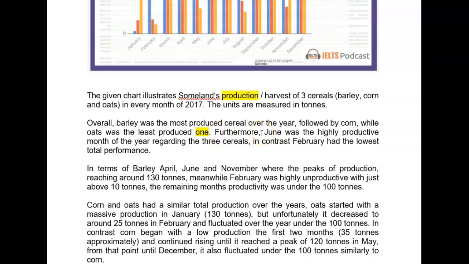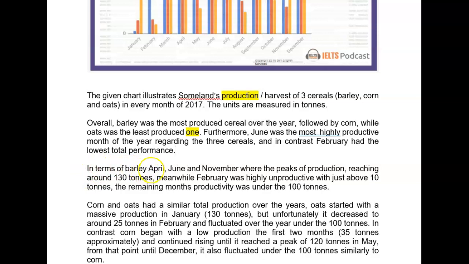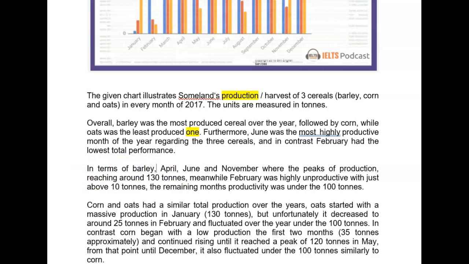Furthermore, June was the most highly productive month of the year regarding these 3 cereals, and in contrast, February had the lowest total performance. Good, really nice overall sentence there. I like that. In terms of barley, small b, you don't need a capital there. And you would need a comma there.